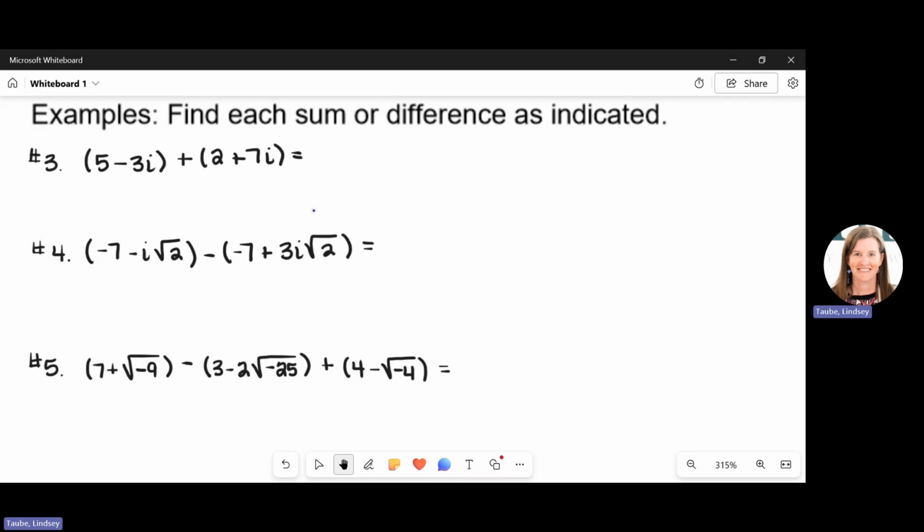In these examples, we want to find each sum or difference as indicated in the problems here. Before we start, I do want to mention that now we're dealing with complex numbers. You can see that in all of these examples, or at least the first two, we have some values that don't have i attached at all, and then we have some expressions that do include i, and that means that we're dealing with complex numbers.